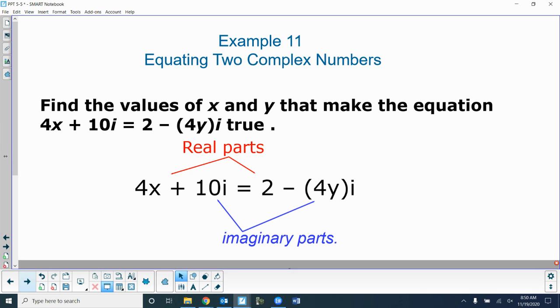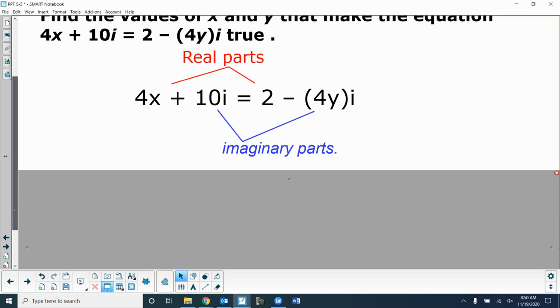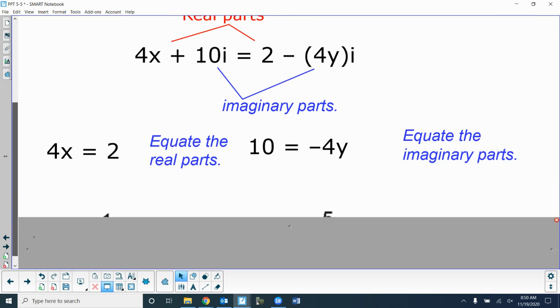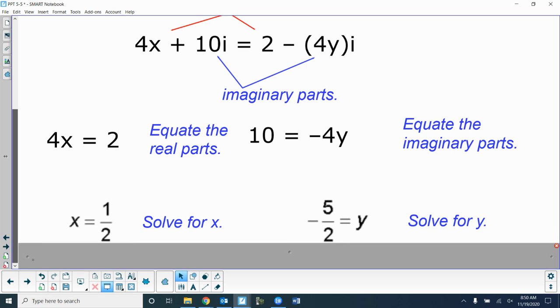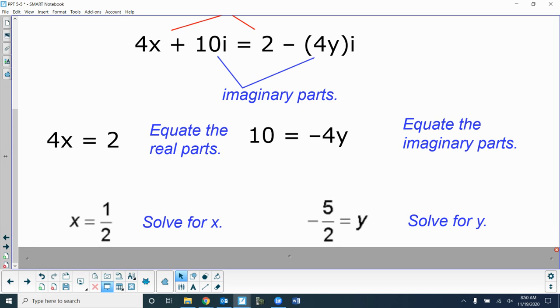So you get a problem like this. It says find the values of x and y that make the equation 4x plus 10i equals 2 minus 4yi true. So if these 2 sides are equal, that means the 4x and the 2 are equal, and the 10i and the negative 4y are equal. Just drop the i's. So all you do is set those equal to each other to find out what x and y equal. So x would be a half, and y would be negative 5 halves.